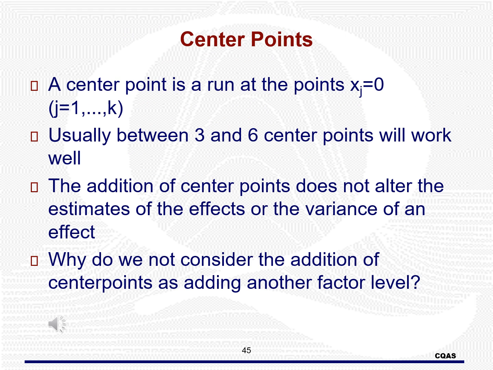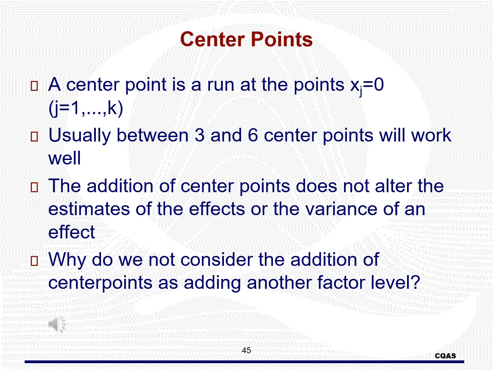A center point is a run by which the levels of each factor are set to the midpoint. If we code the factor levels so the low setting is denoted by -1 and the high level is denoted by +1, then we can represent the level for a center point with 0. This, of course, only works for quantitative factors. We usually employ somewhere between 3 and 6 center points. You will see why this is later in the course.